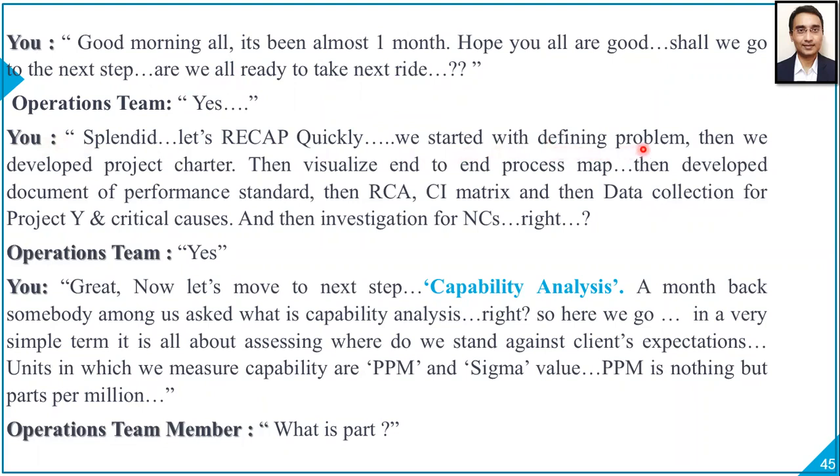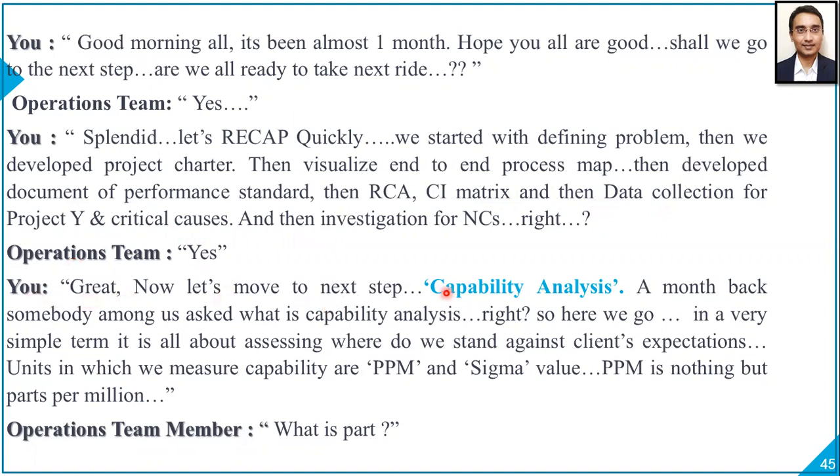Let's recap quickly. We started with defining the problem. Then we developed a project charter. Then visualized the end-to-end process map. Then developed the document of performance standard. And then exercised RCA, the CI matrix, and then collected data for project Y and critical causes for 1 long month. And then of course we investigated NCs. This is what we did till date, right? Operations team: Yes. You replied, great.